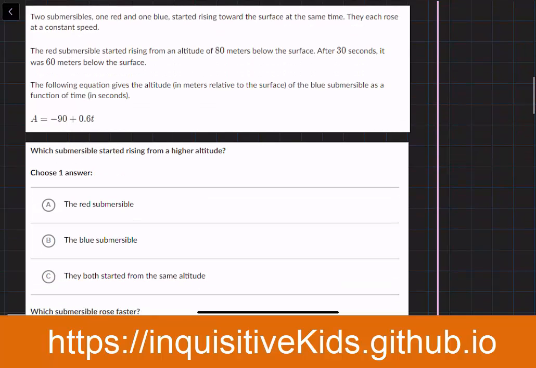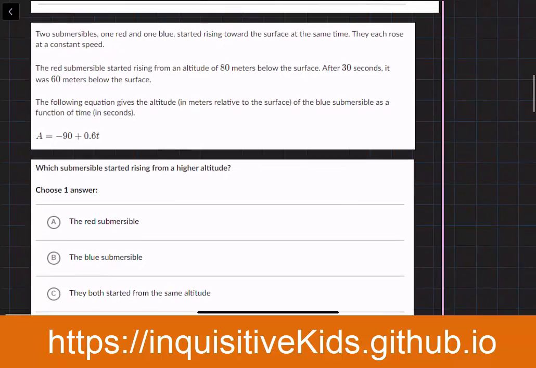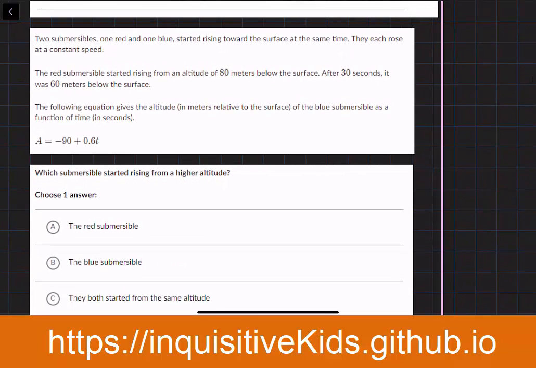Choose one answer. A, the red submersible. B, the blue submersible. C, they both started from the same altitude. So we know that the red submersible started rising from an altitude of 80 meters below the surface. And from this equation, we can see that the blue submersible started rising from an altitude of 90 meters below the surface. The negative 90 means 90 meters below the surface because this is meters relative to the surface. And which submersible started rising from a higher altitude? Of course, it's the red submersible.